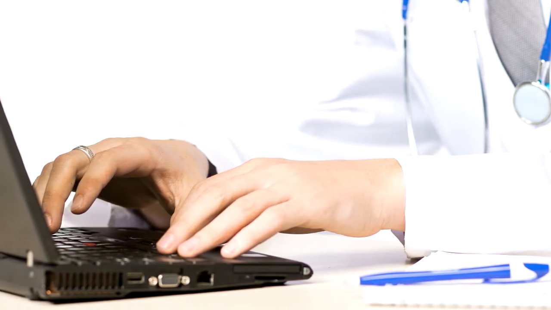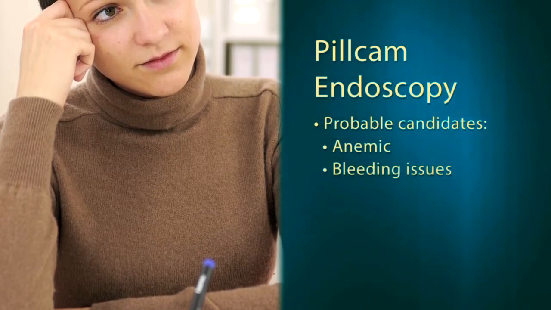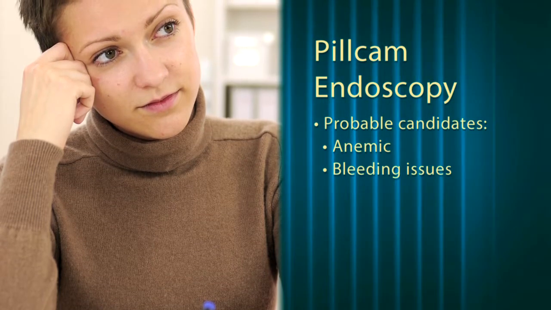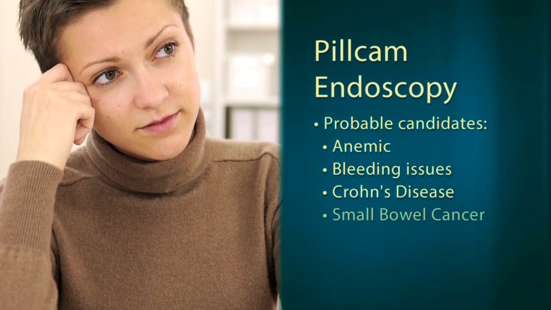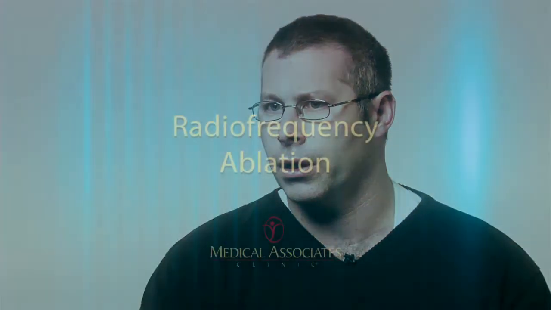People who have the test are usually people that are anemic or having bleeding issues when we can't find a problem on the upper endoscopy or colonoscopy. If we're worried about someone who has Crohn's disease or small bowel cancer, those are the typical people that we do the capsule endoscopy on.